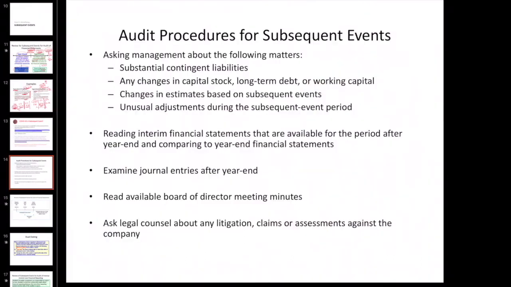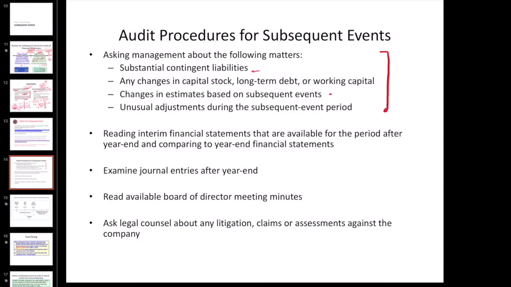Okay, so these are our audit procedures for identification of subsequent events. So we would make inquiries with management, of course. You're getting to see that's a very common theme with these concluding audit procedures. So we'll ask them, hey, are you aware of any unusual events happening? Any changes in estimates that need to happen? Any substantial contingent liabilities, etc.